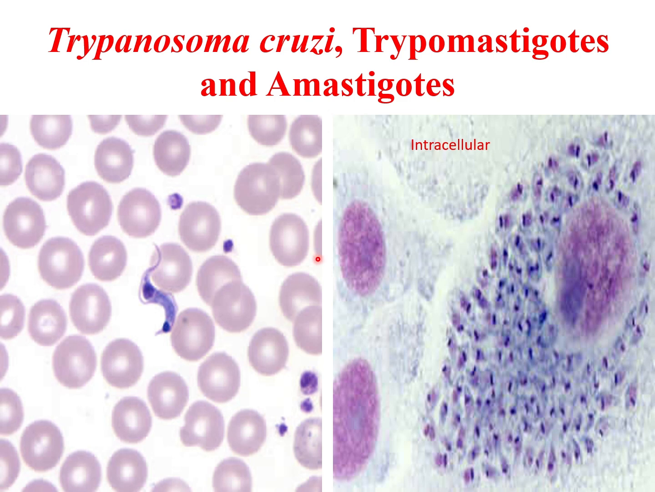And I will finish my session on these two pictures. On your left you see the trypomastigotes of Trypanosoma cruzi, and again this is an S shape, which means that this patient is presenting the acute phase of Chagas disease.